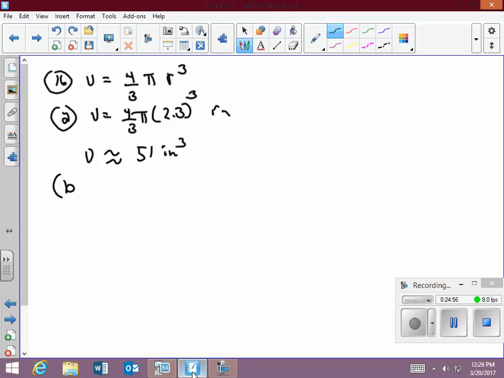B, they're giving you diameter, and the diameter is equal to 2 times the radius, so the radius is what we need to have. 24 over 2, which is 12. And then it's just volume equals 4/3 pi, and then r is 12 cubed, and it's inches or meters.